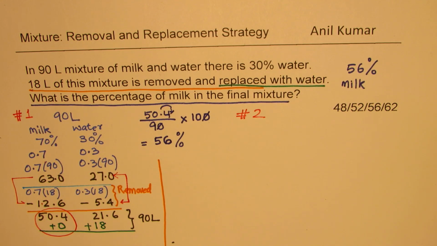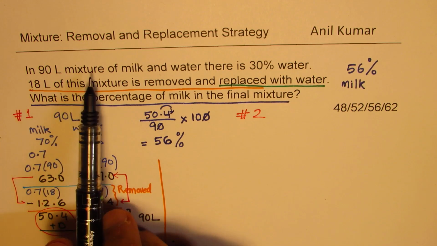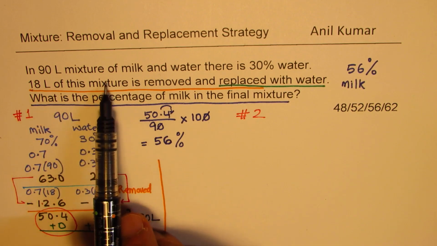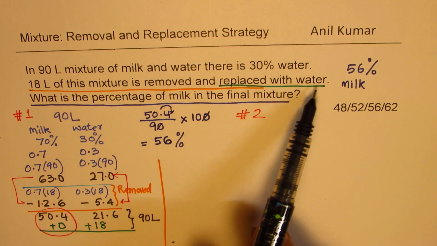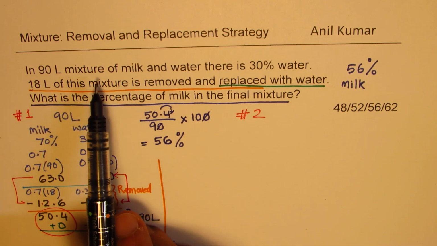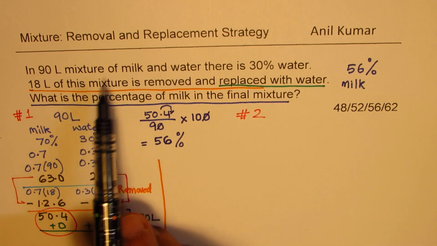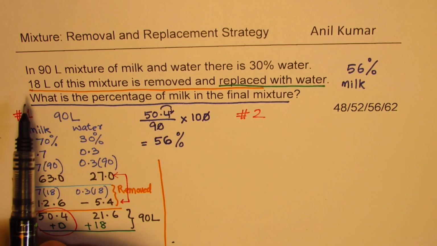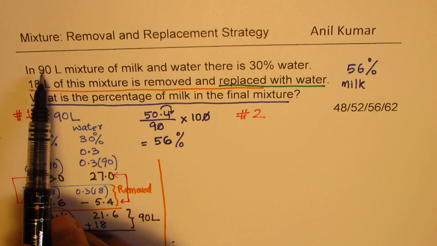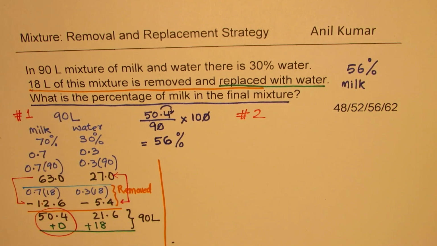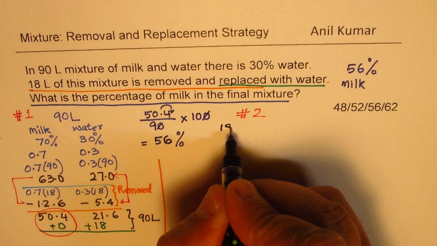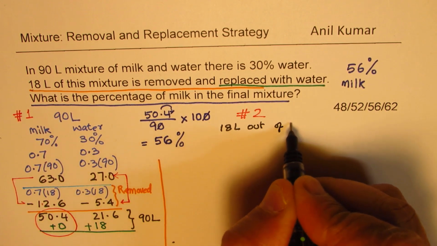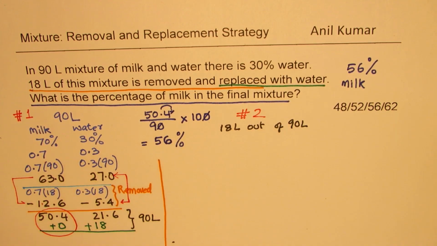So in method 2, what we need to consider is, in this particular case, clearly we had 90 liters of milk, right? Total milk 90 liters. 18 liters was removed and water was added. So that means nothing was added to milk, correct? So how much remained? Now, in method 2, we can also look into 18 liters and 90 liters. How are they related? So when I say 18 liters out of 90 liters, it means what?